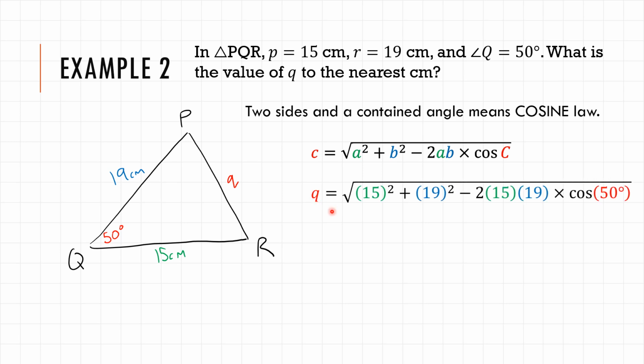Side length Q is equal to the square root of 15 squared plus 19 squared minus 2 times 15 times 19 times cosine of 50 degrees. And if I put this into my calculator, what would I get? Once you do this, you should get the answer 14.819, and there's a bunch more decimals after that, and we'll round that to the nearest centimeter, which is 15 centimeters.